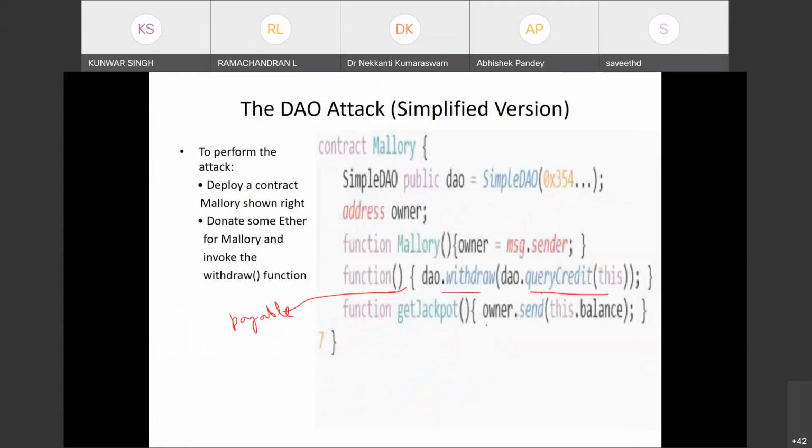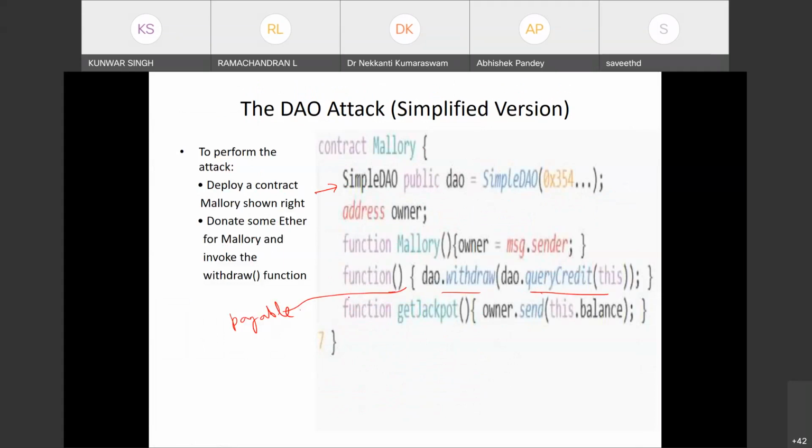Okay, and then these are what he created, the attack contract. So to perform the attack, he deploys a contract, Mallory, as shown here. Then what he did first, he donated some ether for Mallory and invoked the withdraw.